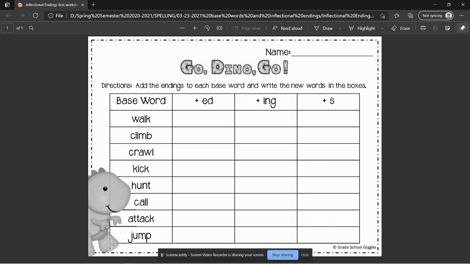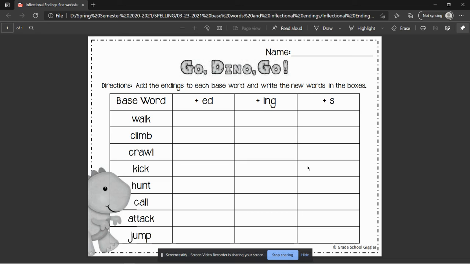And if you add the letter S to the base word walk, it's going to say walks, right? So that is in plural. So all you have to do is add these endings to the base word, right? And then you're going to write the new words in their boxes. And you're going to do this for this page and the second page because you have two pages of assessment, okay? Remember, a base word is a word that can stand on its own and it has its own meaning.